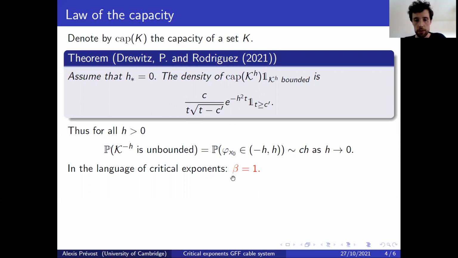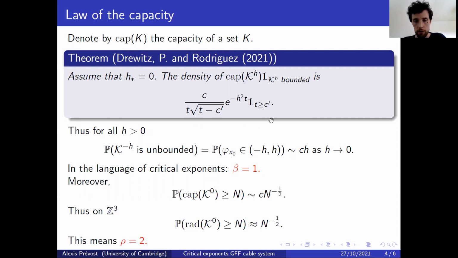So in terms of critical exponent, this means that beta is equal to 1, because usually we say that the percolation function should decay to 0 as h to the power beta. So here beta is equal to 1. So another application is just to integrate this density between n and infinity at the critical point. So if I look at the probability that the capacity at level 0 is larger than n, what I observe is that this decays to 0 as n to the minus a half.